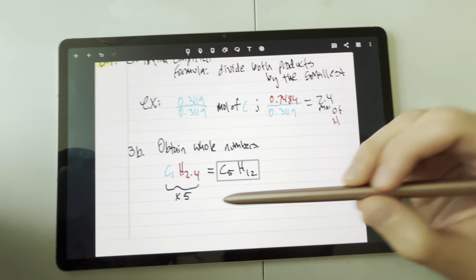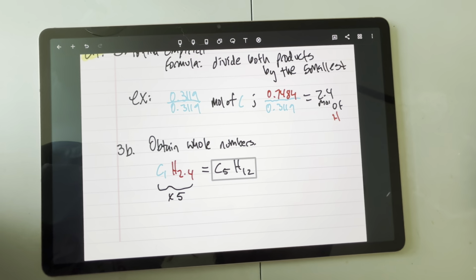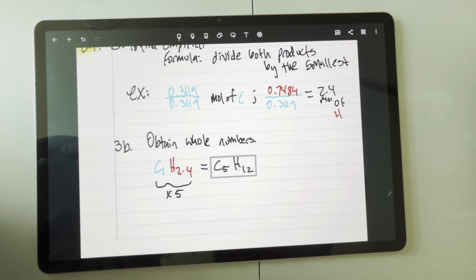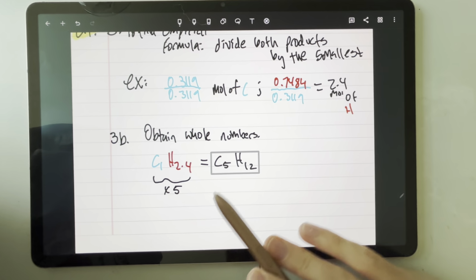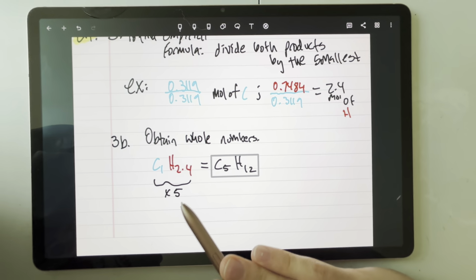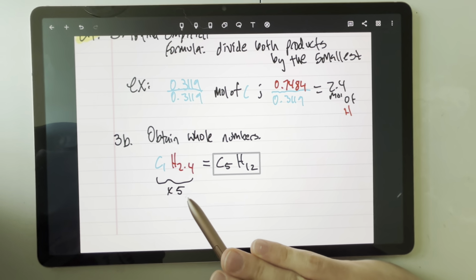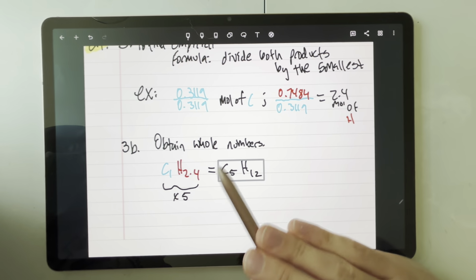C1, H 2.4. Obviously, we can't have a 2.4. We just can't. You can't have 2.4 of an atom. So you're going to obtain whole numbers, and you're going to find the easiest number that gets you there. It has to be intuitive. You have to practice enough for it to be intuitive.